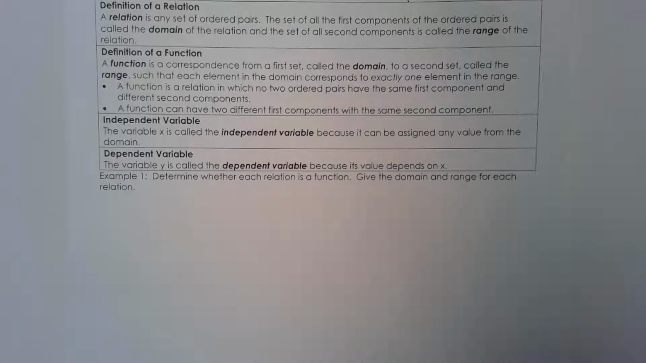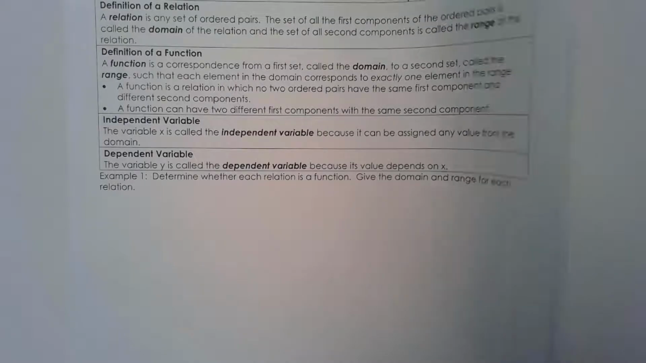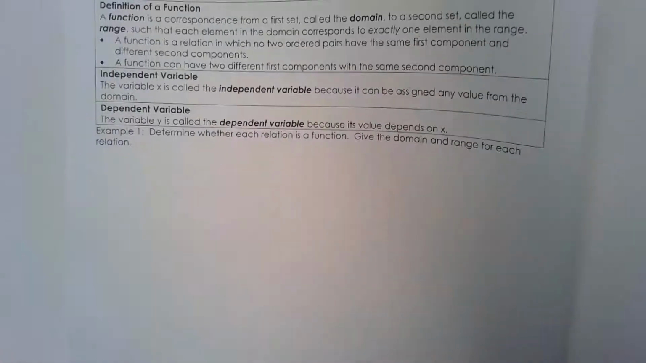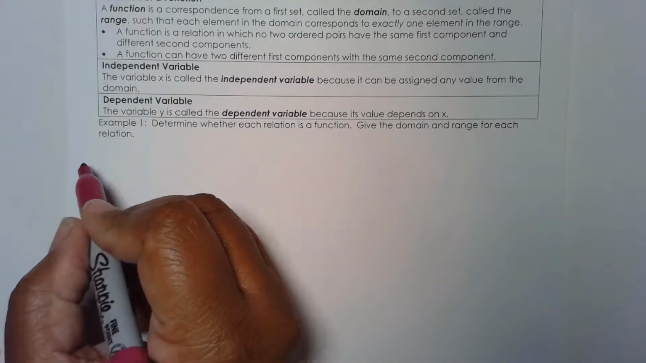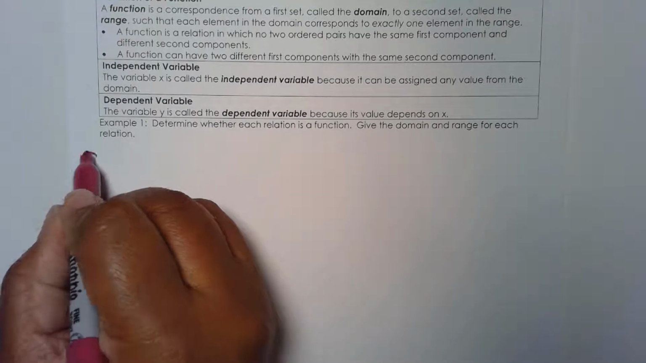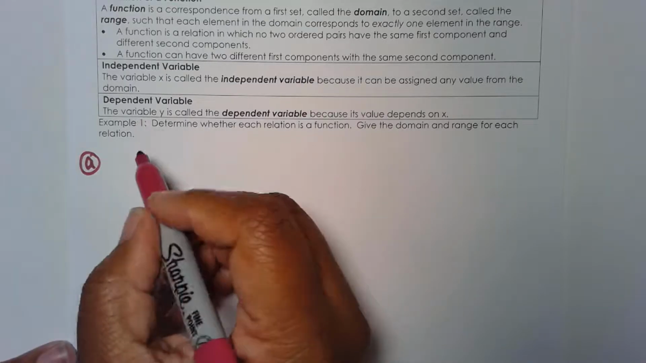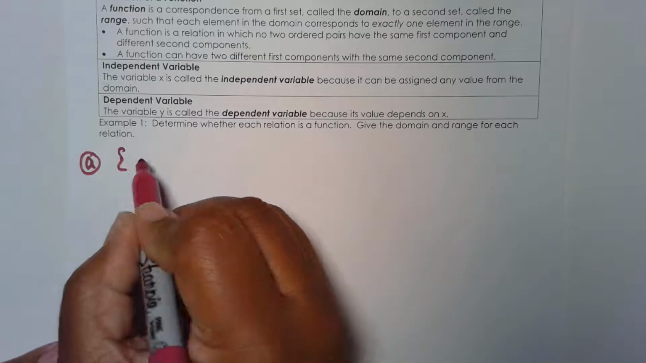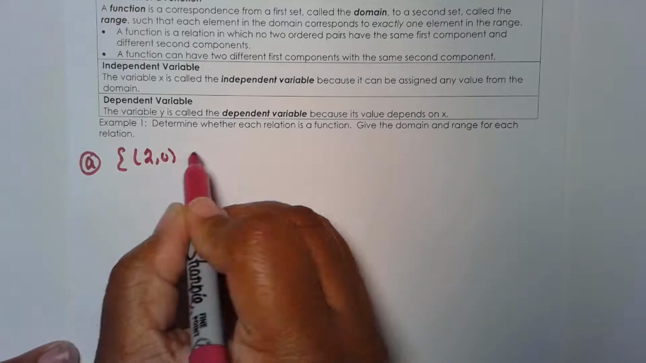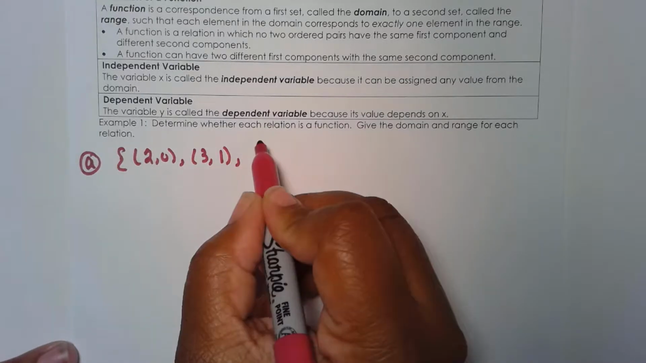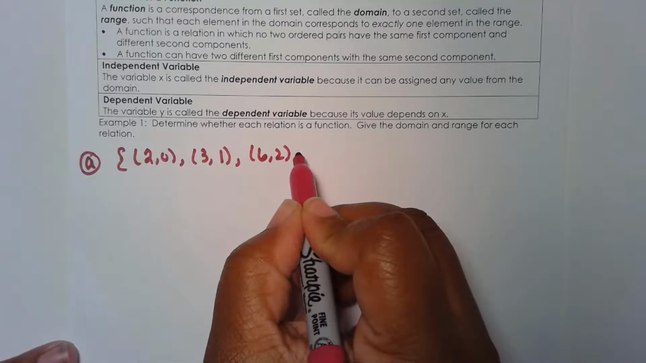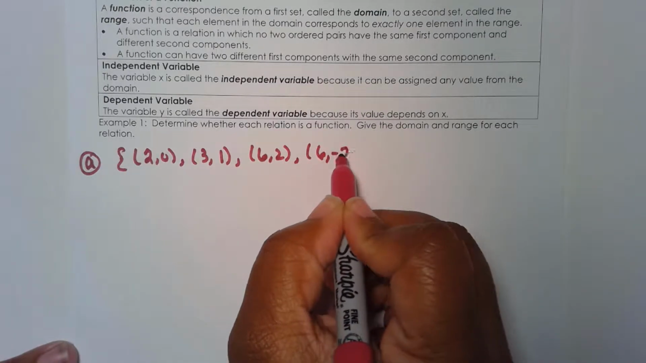All right, so let's look at our first example where it says determine whether each relation is a function. Give the domain and range for each relation. So we have here, here's our relation: (2, 0), (3, 1), (6, 2), and (6, -2).